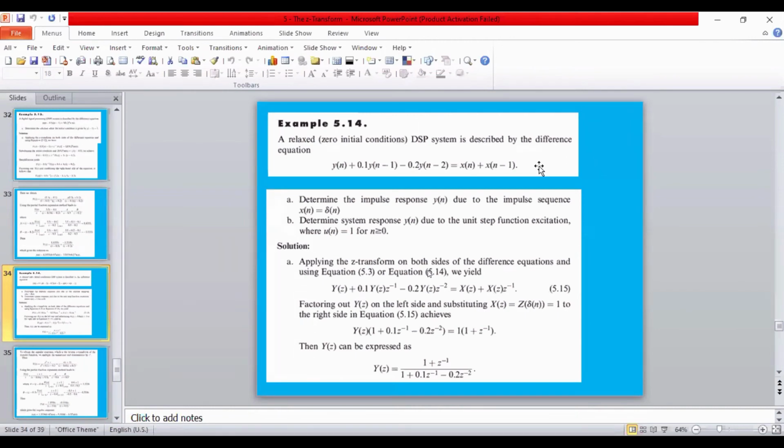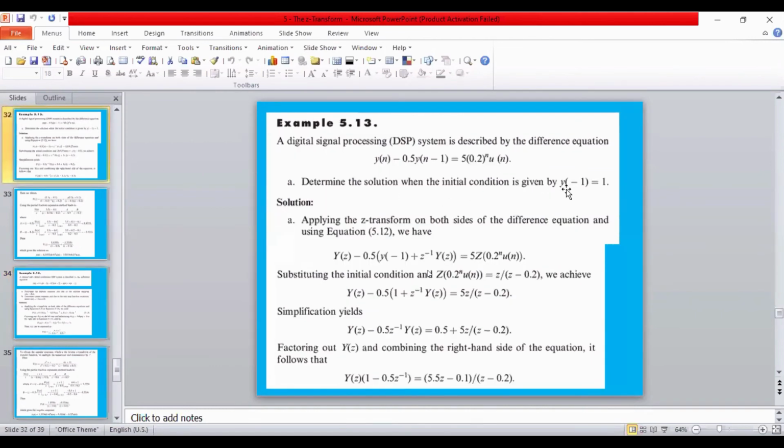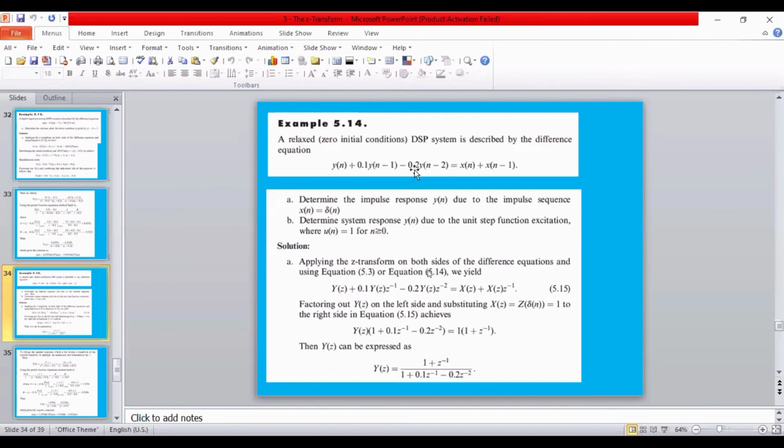So this equation looks like a more involved case, but we have one simplification where we have a relaxed system, so to say, where a relaxed system means that we have 0 initial conditions, as opposed to the previous case where we had non-zero initial conditions. See, it was 1, not 0. Now we have all 0 initial conditions. Of course, the recipe of solving it will be similar. There's nothing new here. But we are asked to do two things: to determine the impulse response.